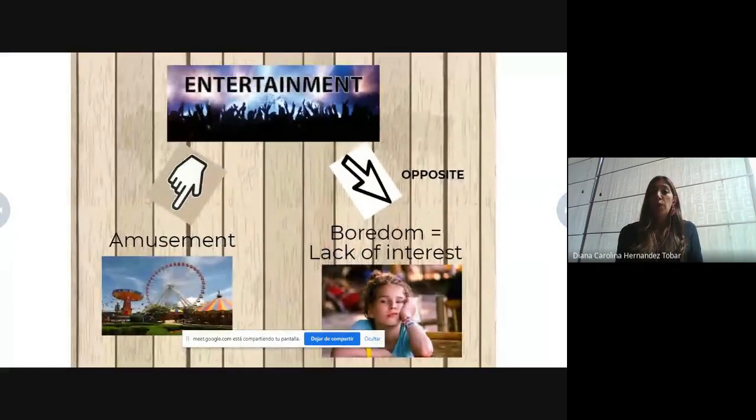So we have this word, which means basically, or it's similar to amusement. That would be another, like a synonym of this noun. Noun, amusement. Okay. That's why you have amusement parks. You call them like that, amusement parks, because you have a lot of fun there, if you like them, of course. And the opposite of entertainment is boredom, okay? So it means lack of interest. You are not interested at all in doing those activities, for example.